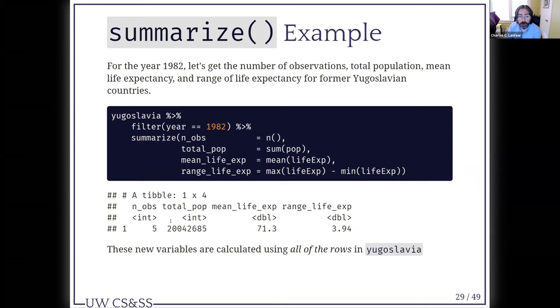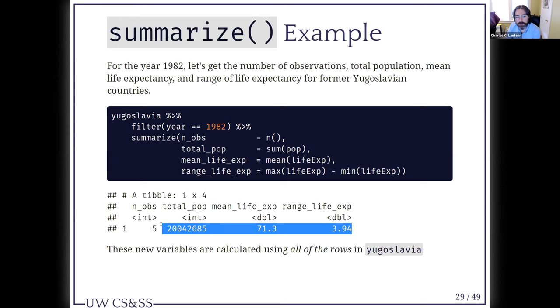It takes all of the observations I have. In this case, there were five observations, which is the number of observations. It combined all five of them together and summarized them to get a single row of data. This is the total population for all five Yugoslavian countries in 1982. This was their average life expectancy, and this was the range between their highest and lowest life expectancy.